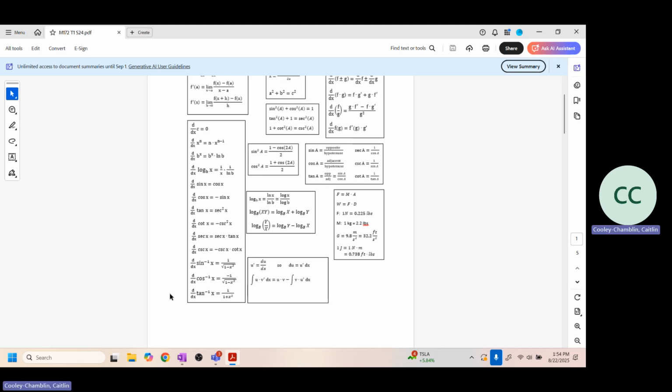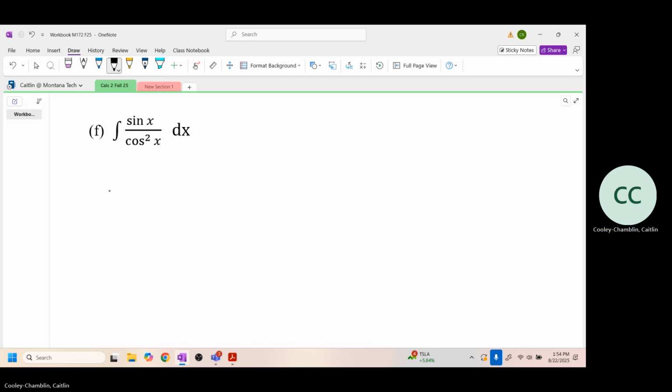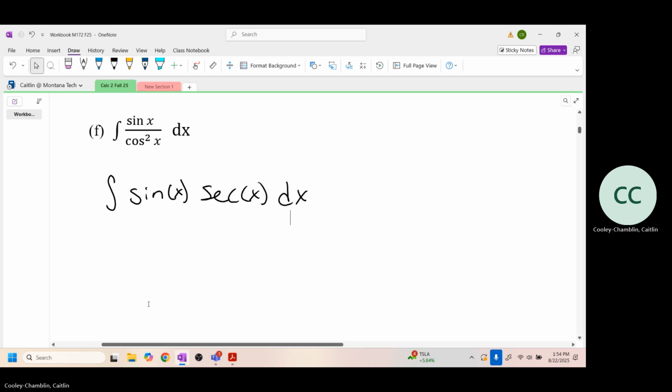All right, welcome back. Okay, so we have the integral of sine of x divided by cosine squared x. Do not write this down. Okay, so if we do what we just did, we get the integral of sine of x secant squared x dx.